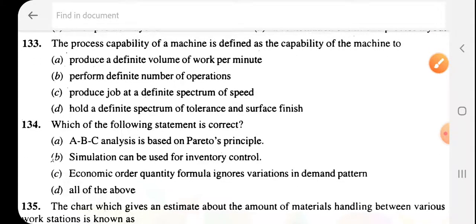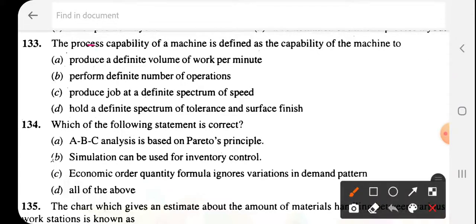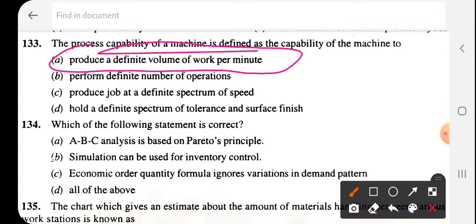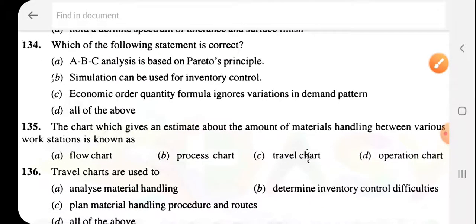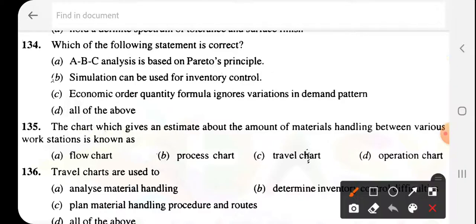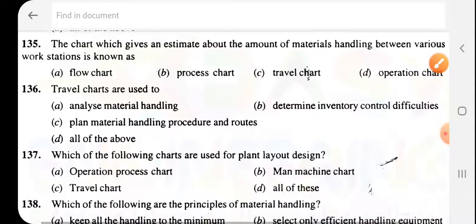The process capability of a machine is defined as the capability of a machine to produce a definite volume of work per minute. So 133 is A. This statement, process capability, is important. Which of the following statements is correct? So 134 is A, ABC analysis based on Pareto's principle. So this is the ABC inventory Pareto's principle. That is the correct statement.